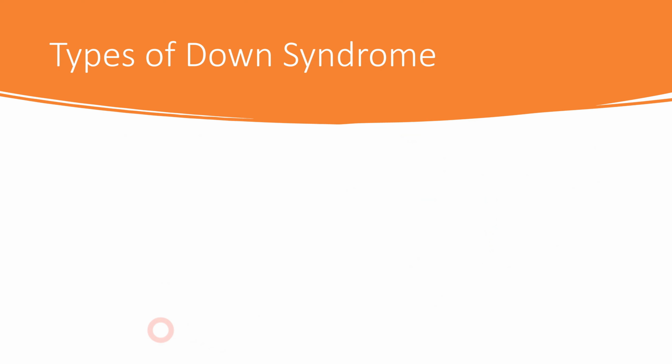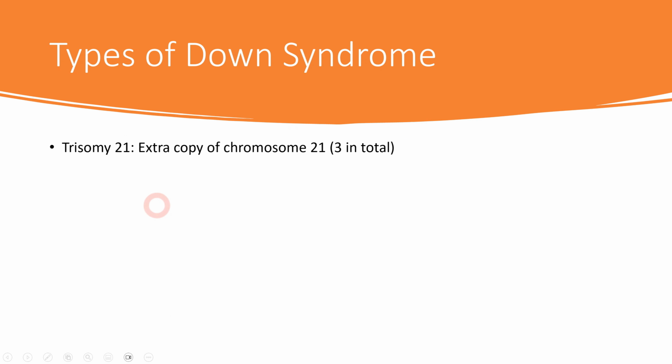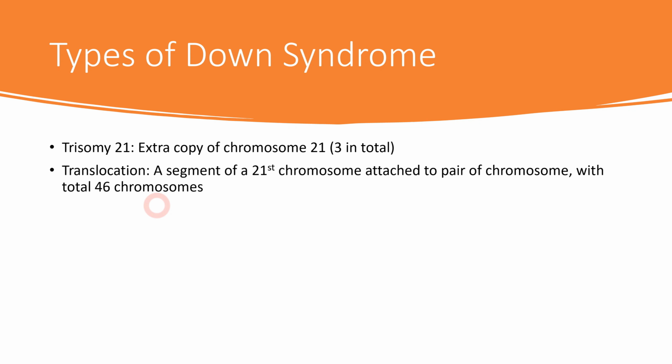Now, when we talk about different types of Down syndrome, the most common type that we encounter is simply trisomy 21, where there is an extra copy of chromosome number 21. Therefore, a total of three copies of chromosome number 21 are present, and the patient has a total of 47 chromosomes. But in some cases, translocation can also occur, where a segment of chromosome 21 attaches to another chromosome. Therefore, some segment of chromosome number 21 is present, however the chromosome count of 46 is still present.